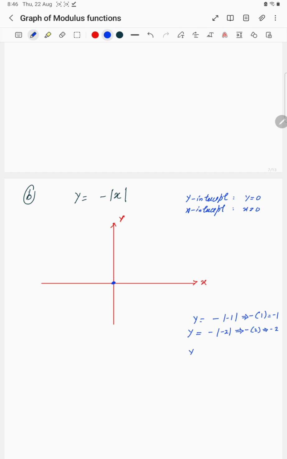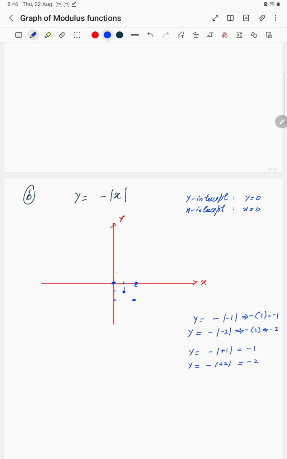Similarly, for positive values, y equal if x is taken as a positive, it will be again minus 1. With a negative 2, positive 2, it will be minus 2, right? So it means when x is 1, y is what? Negative 1. It will be here. When x is 2, then y will be negative 2.